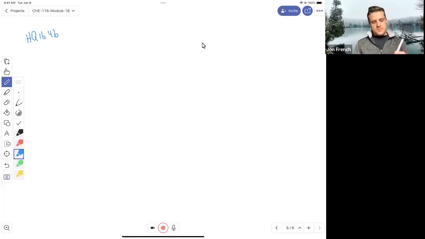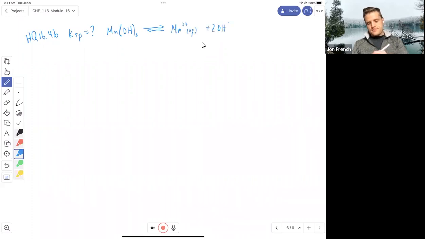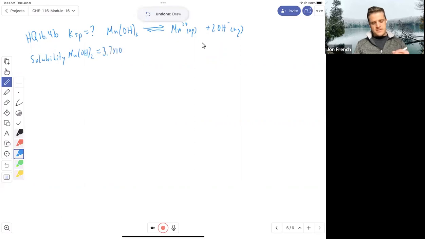So for question 46, we're asked to find the Ksp of manganese hydroxide. Manganese hydroxide would ionize to give us manganese 2+ and 2 hydroxides. And we're asked to find the Ksp, and they tell us that the solubility of manganese hydroxide is 3.7 times 10 to the minus 5.